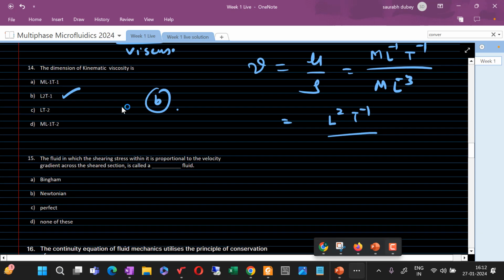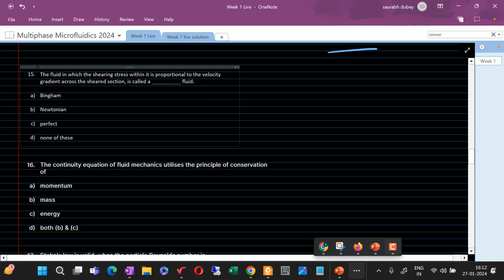And this one we call kinematic viscosity. Okay, this one you see is the fluid in which the shearing stress within it is proportional to the velocity gradient across the sheared section. Newtonian. This will be the Newtonian fluid. Okay, Newtonian is the correct one.